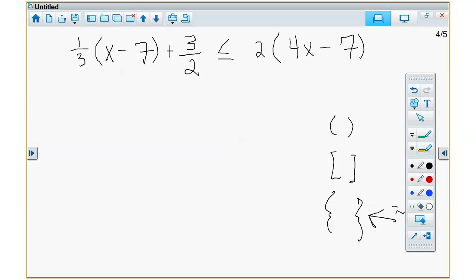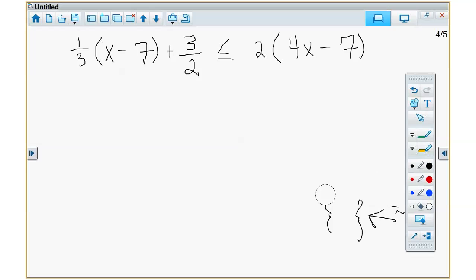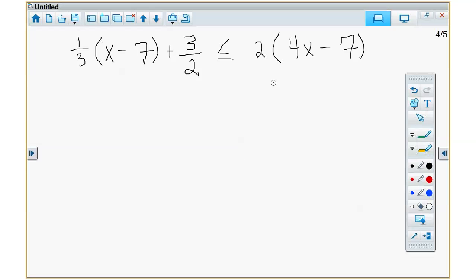I want you to be able to leave this classroom and not look stupid when you see a fraction. You're not going to pass this class unless you know how to do fractions. But you clear them. You just get rid of them. Multiply through by what? 6. And if you do it on one side, do it on the other.